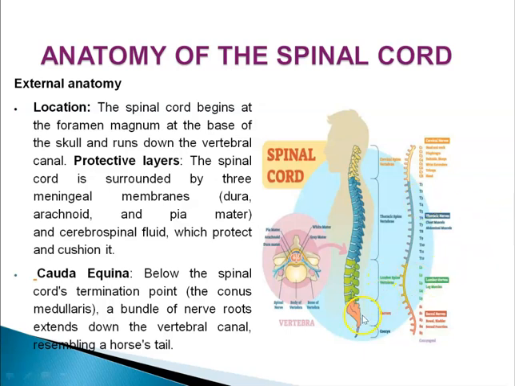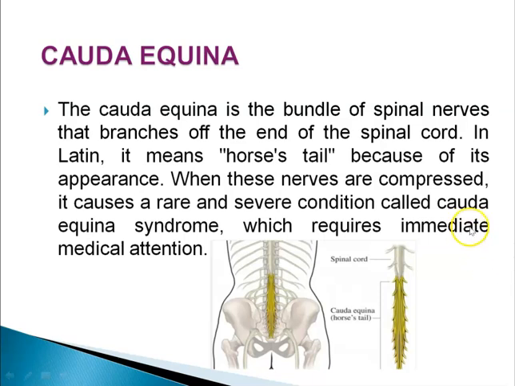Just below the spinal cord, the tip of the spinal cord is called the conus medullaris, which is a bundle of nerve roots extending from the vertebral column. The cauda equina is an important structure. It's a bundle of spinal nerves which arises from the end of the spinal cord, as I said. Since it appears in the form of a horse tail, which is what it means in Latin, it has been termed cauda equina. When these nerves are compressed, it causes a rare and severe medical condition called cauda equina syndrome, which requires immediate medical attention.